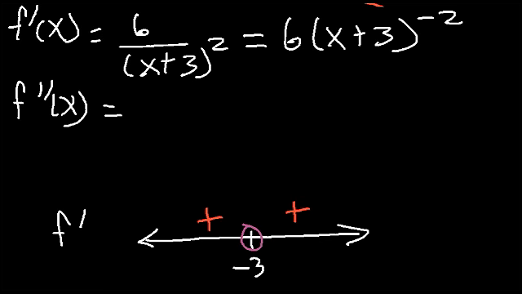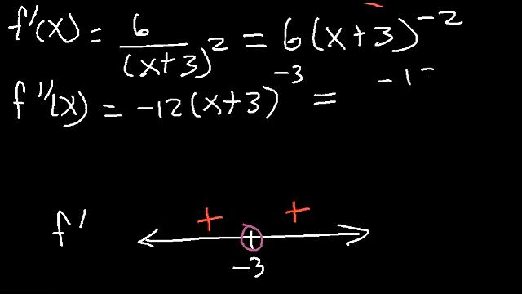6 times -2 is -12. And then we need to subtract the exponent by 1. So it's -3. And now let's rewrite it. Let's move it back to the bottom. So now instead of being -3, the exponent is +3.